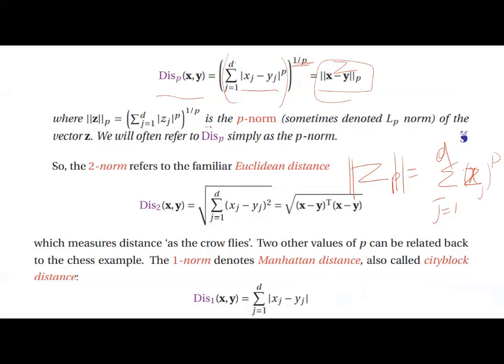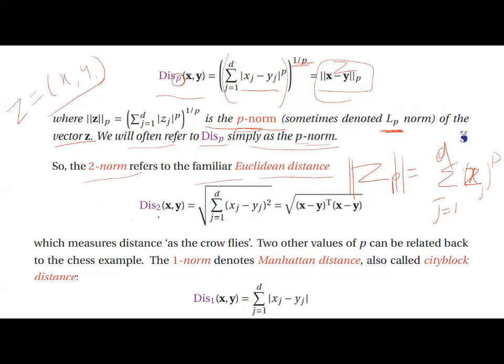So this is the p norm, sometimes denoted as Lp. This is called the p norm of the vector z. Vector means the components of this z vector. Now we will often refer to this dist_p simply as the p norm. So the 2 norm refers to the familiar Euclidean distance.